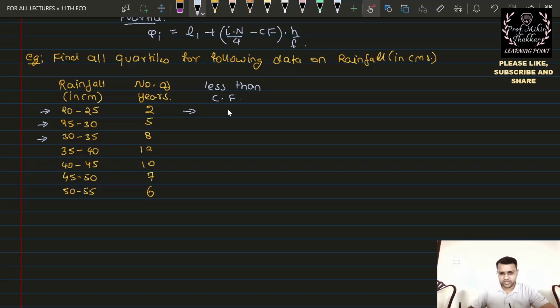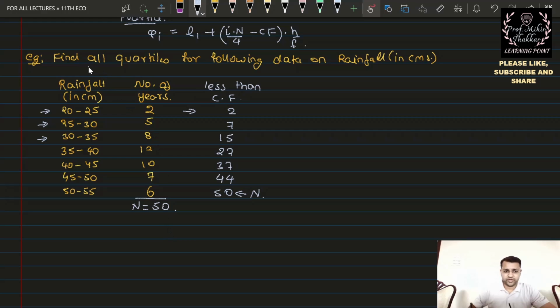First number will be the same, which is 2. 2 and 5, that will give me 7. 7 and 8 will give you 15. 15 and 12, that will give you 27, plus 10, that gives me 37. 37 plus 7, that gives me 44, 44 and 6, that gives me 50. So the last entry over here itself is the value of n. So I can say that capital N is equal to 50.